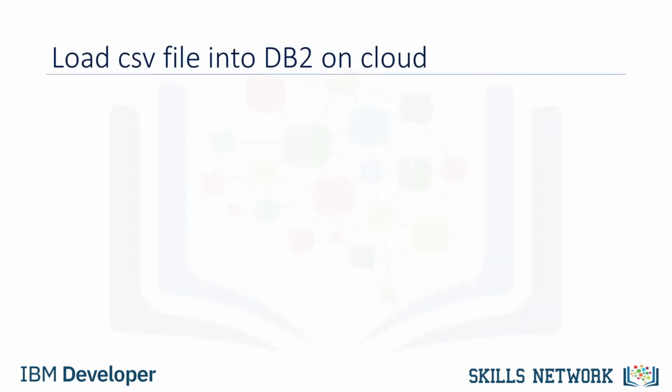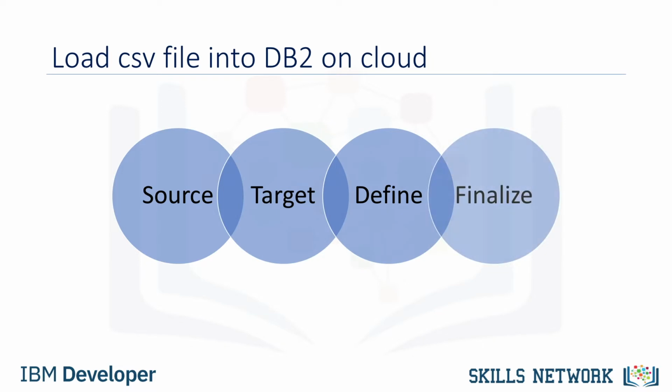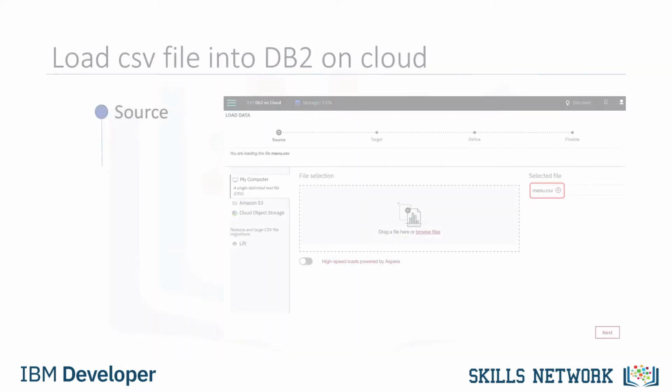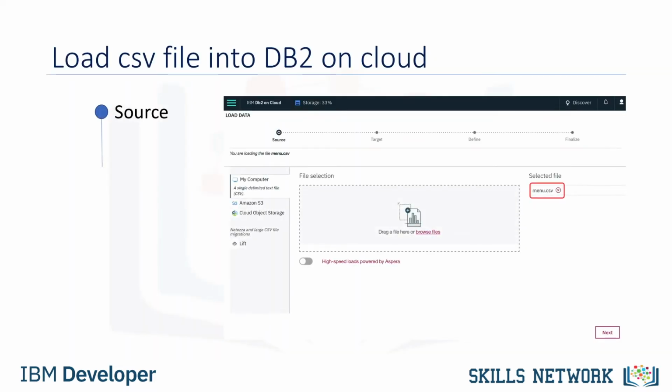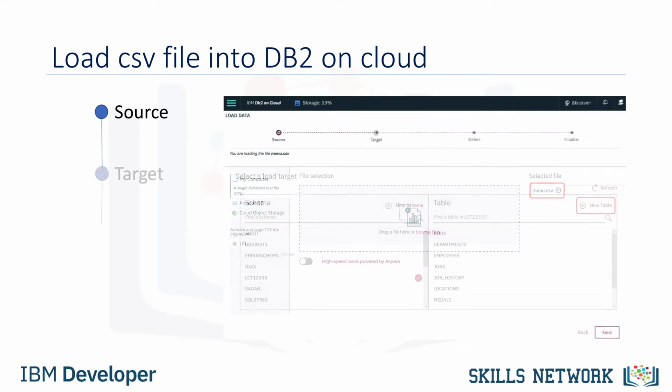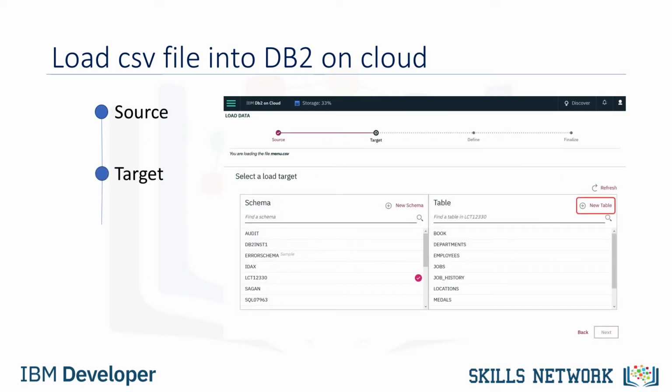We need to create a table on DB2 to store the McDonald's menu nutrition facts dataset that we will be using. We will also be using the console provided by DB2 for this process. There are 4 steps involved in loading data into a table: source, target, define, and finalize. We first load the spreadsheet into the DB2 using the console. We then select the target schema, and then you will be given an option to load the data into an existing table or create a new table.